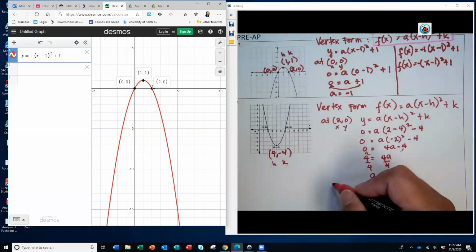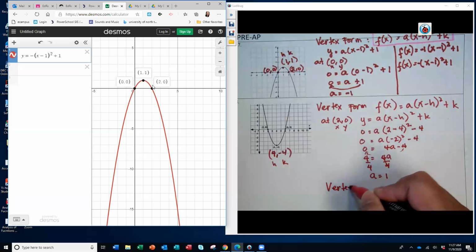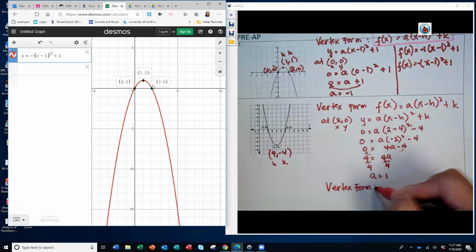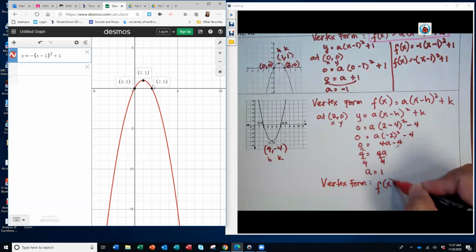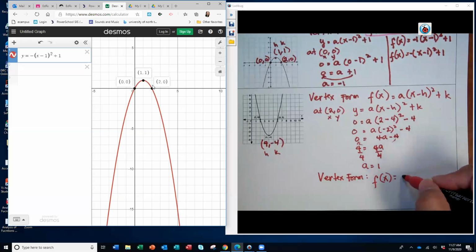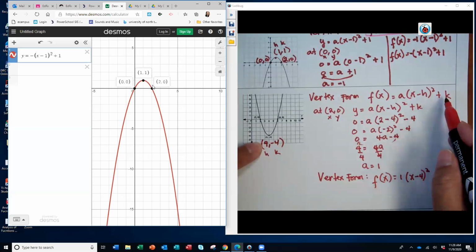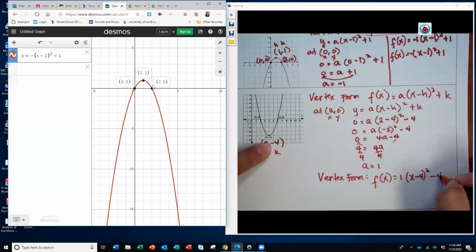Now we're ready to make the equation in vertex form. Therefore, f of x is equal to, what is my a? 1. X goes back to the equation. X is part of the equation, so don't change this anymore. But instead, we're looking at your h this time. Your h says it's a 4. Change the sign into a negative 4. And then on the formula, what's the k? Negative 4. Keep that negative 4, no change.